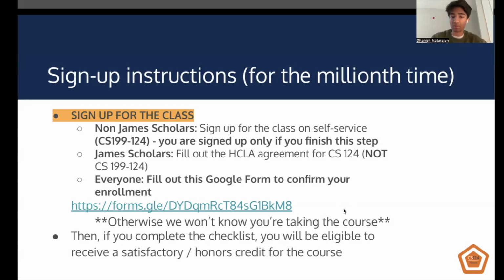And the next step would be to fill out the enrollment confirmation form. Now, this is a form that we require all students to fill, whether you're a James College student or not. So make sure you fill this out as soon as possible. It's also a way for us to know that you're correctly registered for this course, and also gives us some important information that helps us pair you with other students and form groups. Now, if you complete all of these steps, then you will be eligible to receive a satisfactory or honors credit for this course.